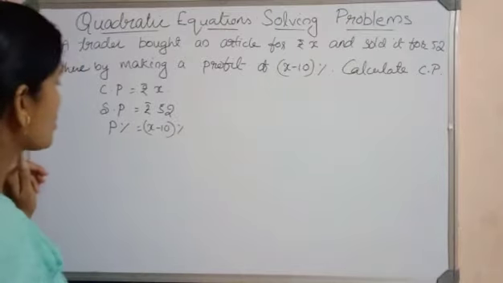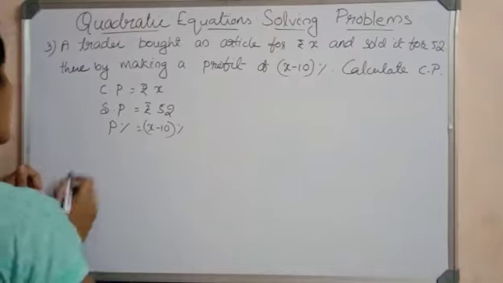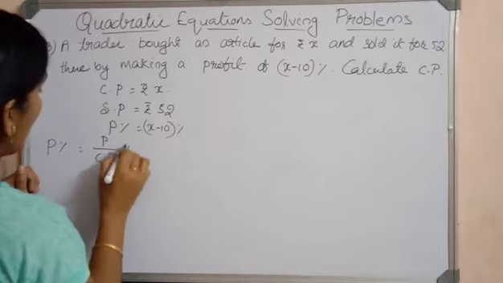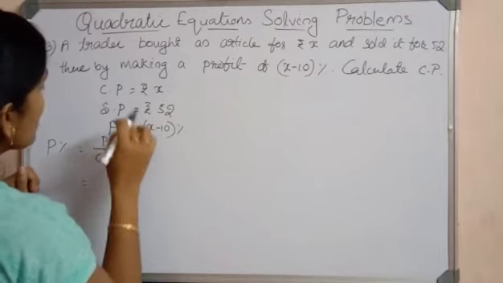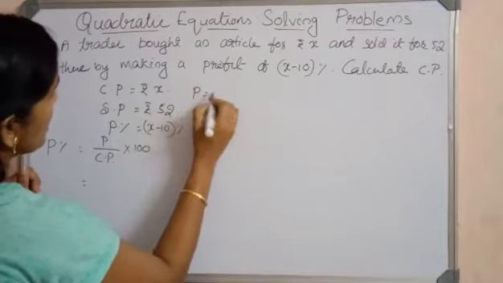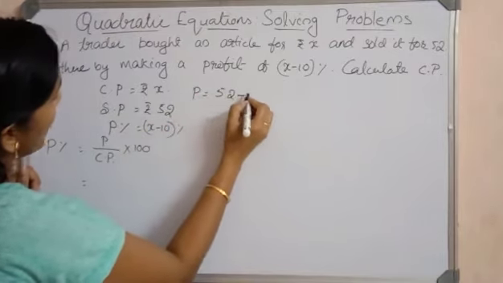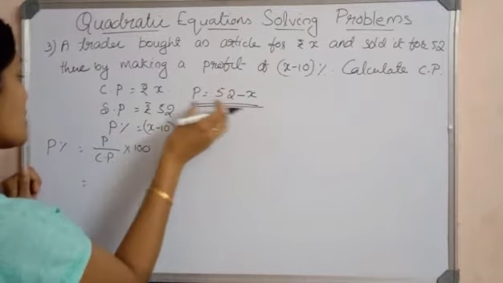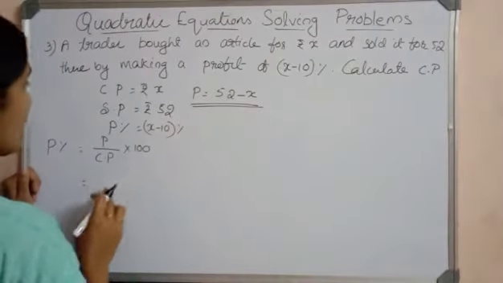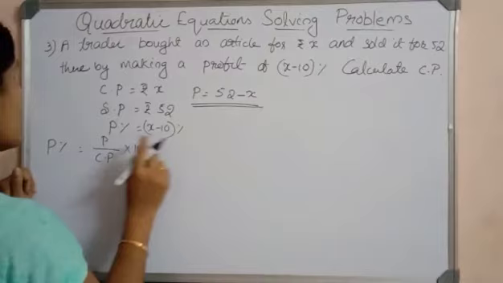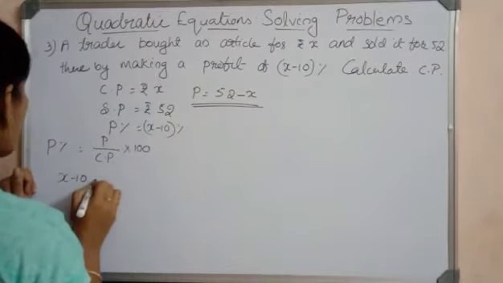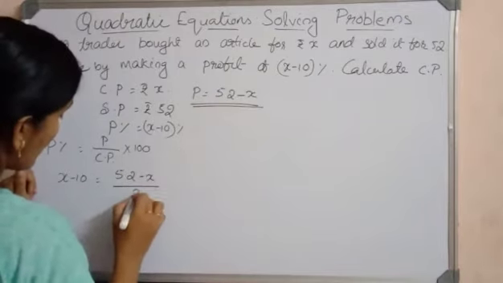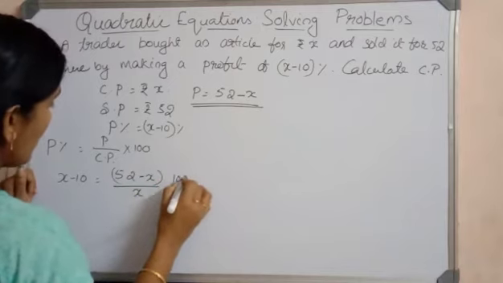So we need to find the cost price. And we know the formula of the profit percentage. Profit percentage is equal to profit by CP into 100. Here the profit is selling price minus cost price. Profit is equal to selling price, 52, minus the cost price, X. This is the profit. So we have to substitute these values in this formula. We'll get profit percentage is X minus 10. X minus 10 is equal to profit, 52 minus X, divided by the cost price X, into 100.